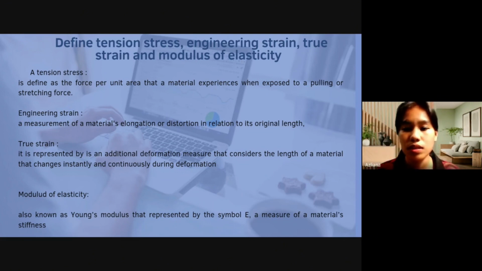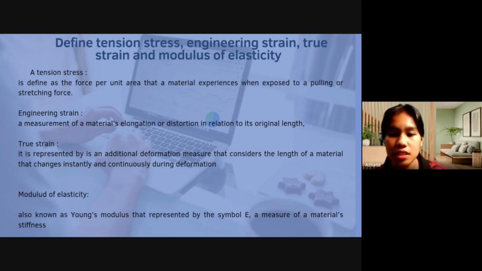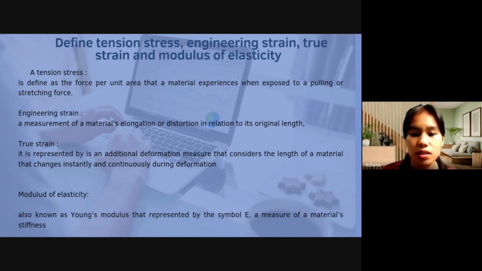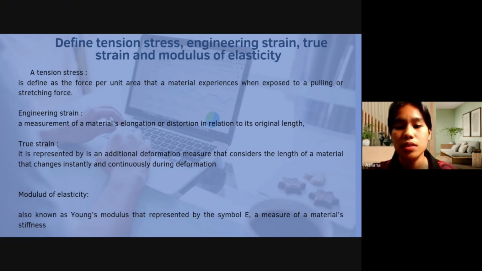Then furthermore, the definition for true strain is an additional deformation measure that considers the length of a material that changes instantly and continuously during deformation. It is frequently applied in circumstances involving significant deformations. The following formula links engineering strain to true strain.